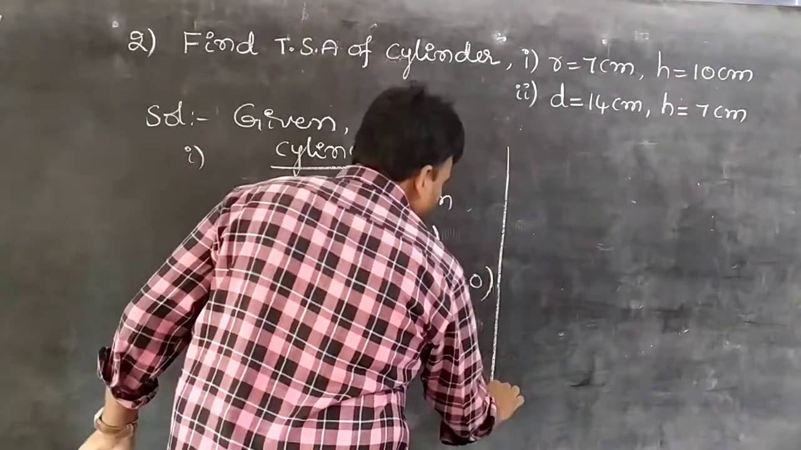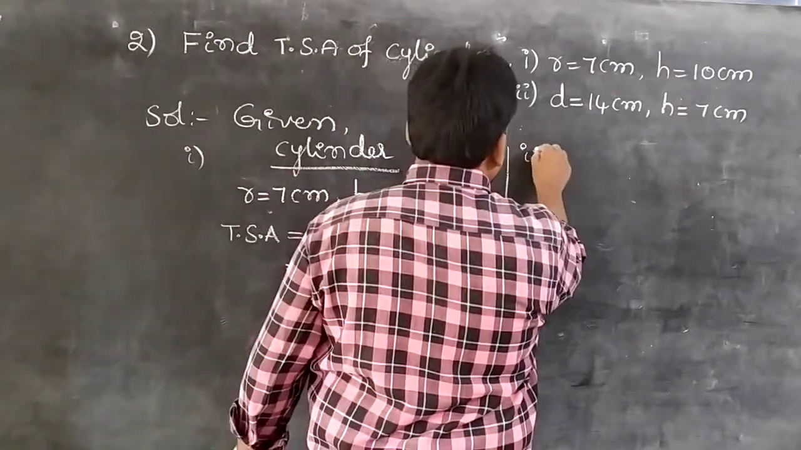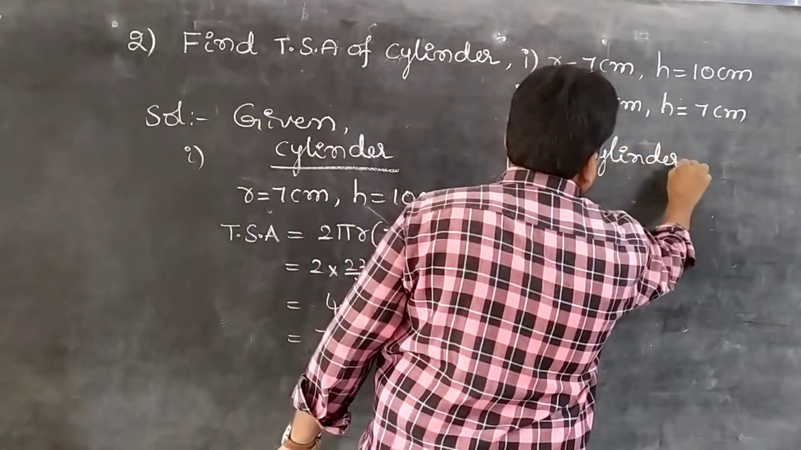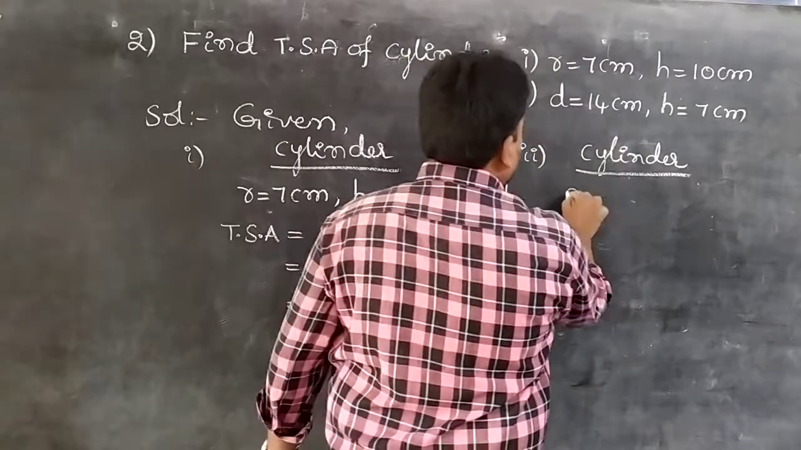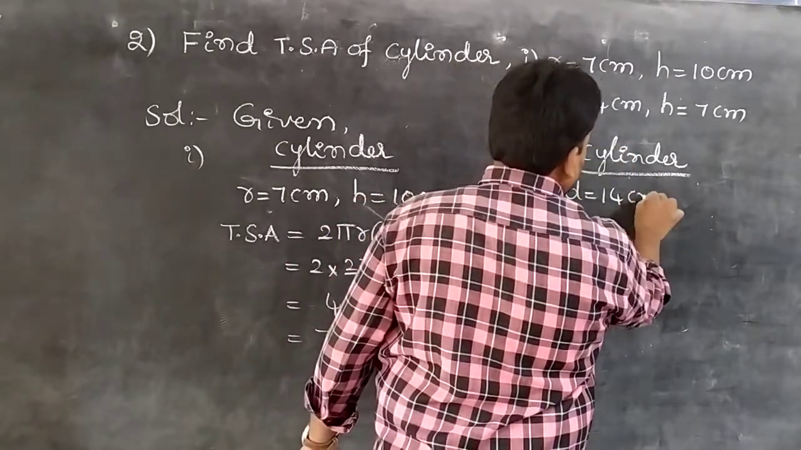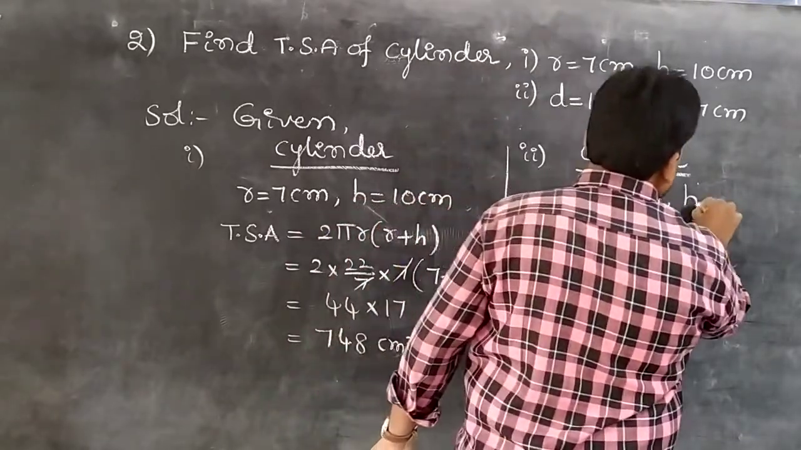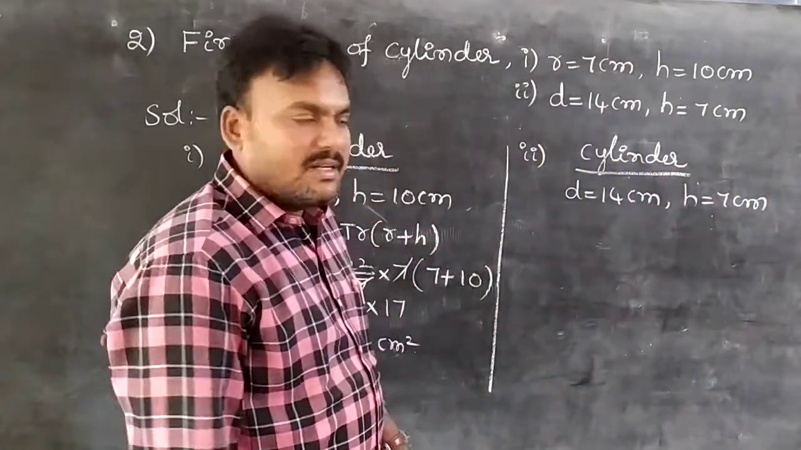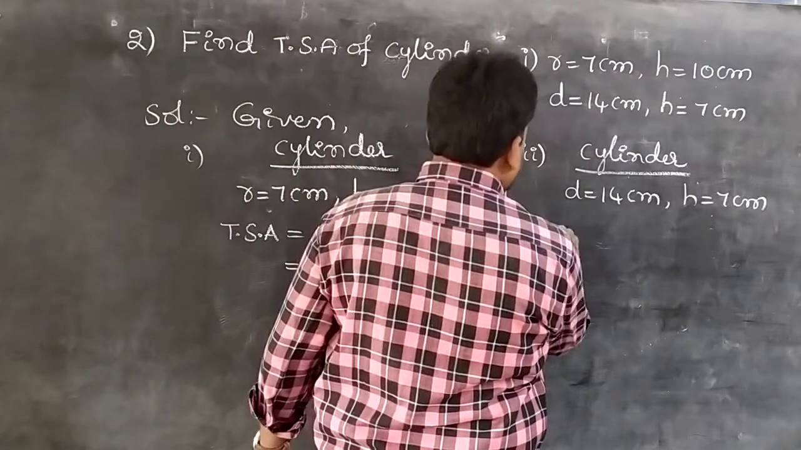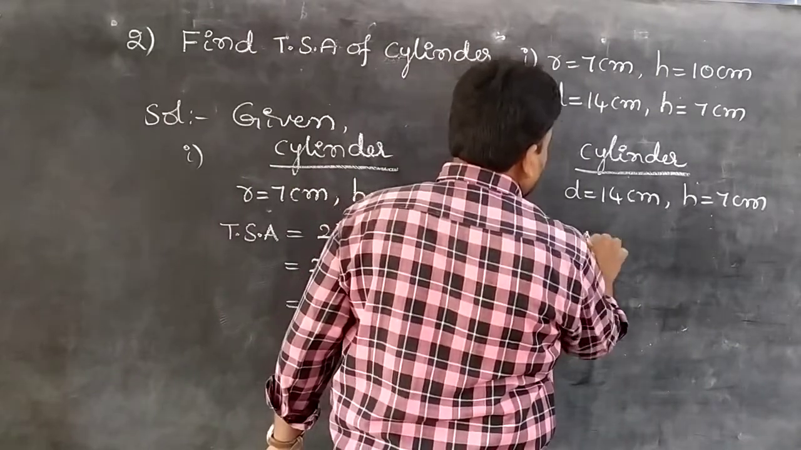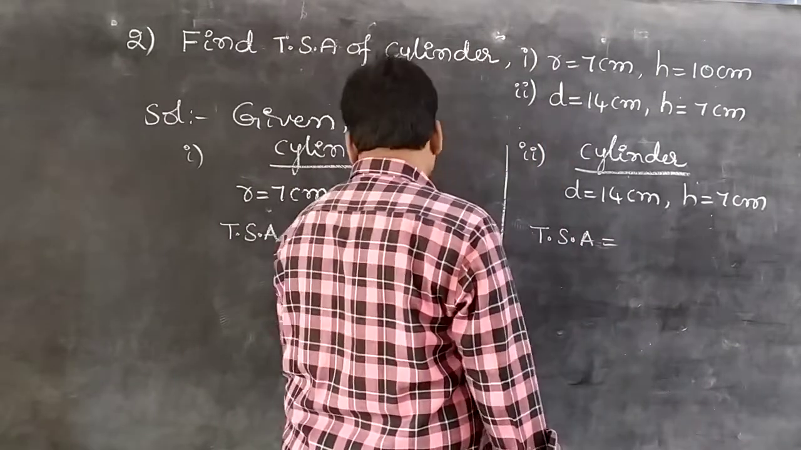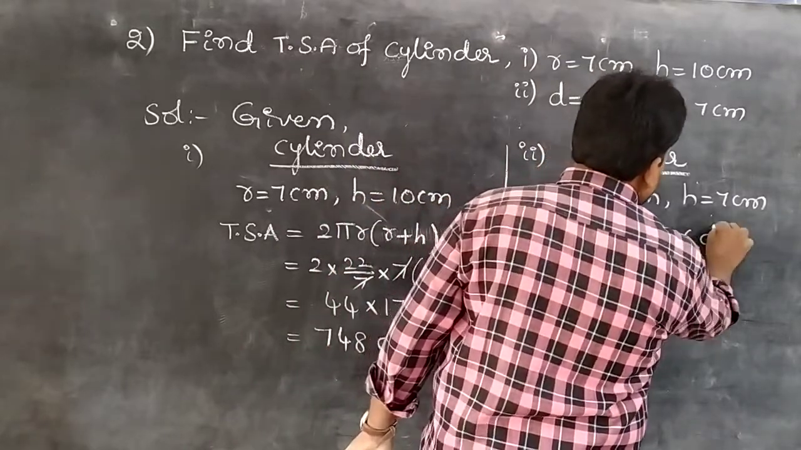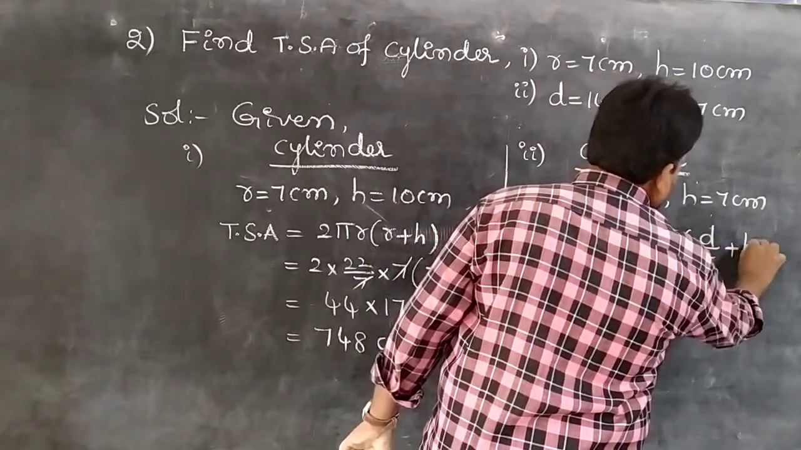Right. And comes to the second problem. So here d equal to 14 centimeters, next h equal to 7 centimeters. Then TSA of a cylinder equal to, what I said, observe here. So that is pi d (d by 2 plus h).